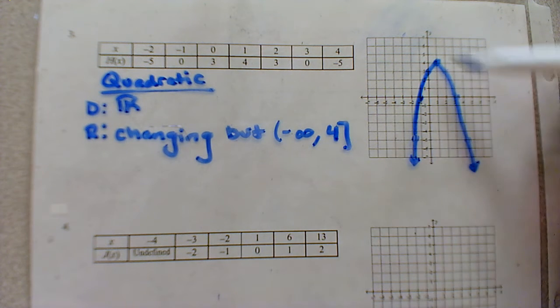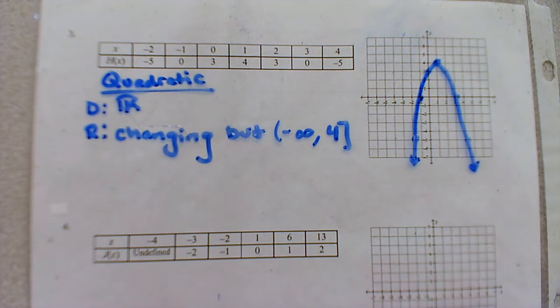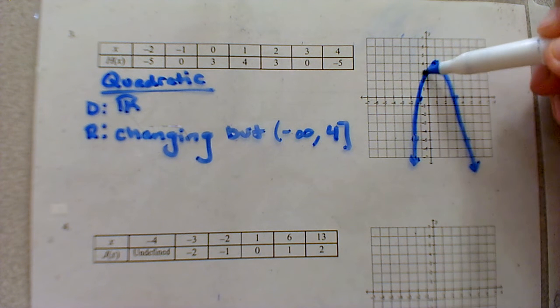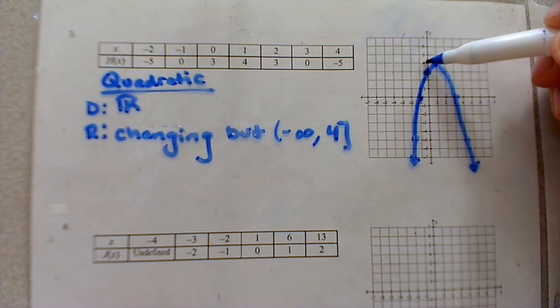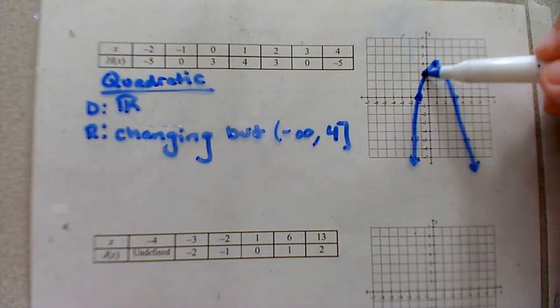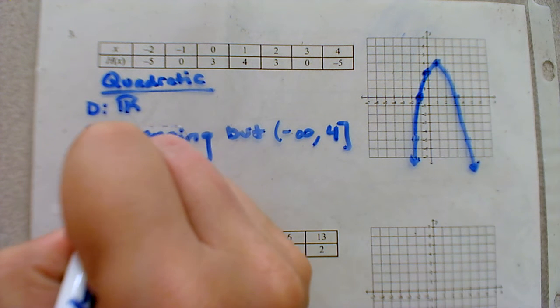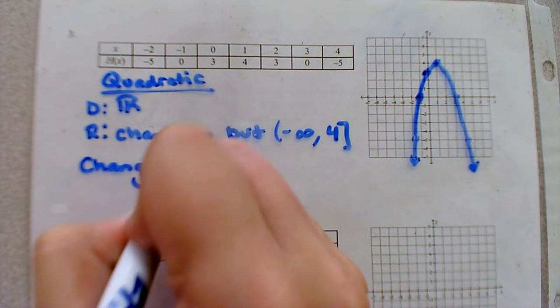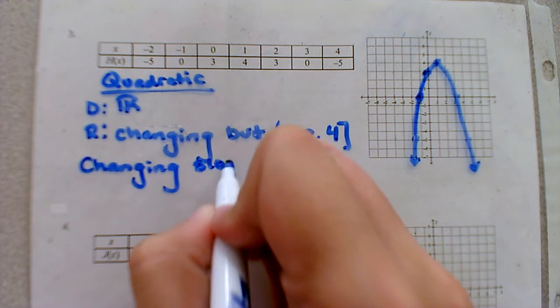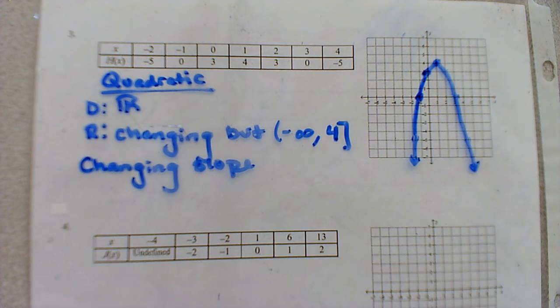Now, since these are not lines on the sides of the parabola, we do not have a constant slope anymore. For instance, the slope between these 2 points would be 1, okay, rise over run, and the slope between these 2 points is 3. So we do have a changing slope. It's that change in slope that's causing the curvature of this graph. So we're not dealing with straight lines anymore.